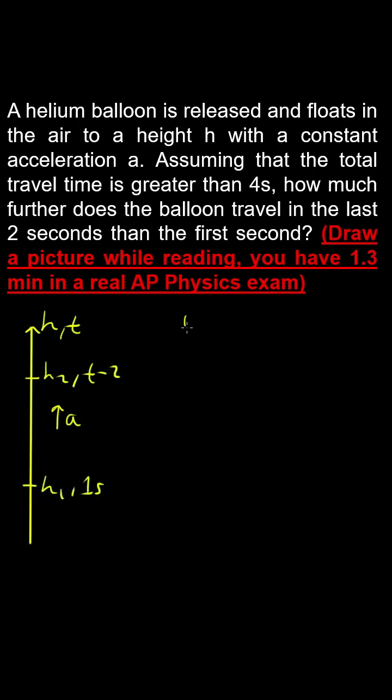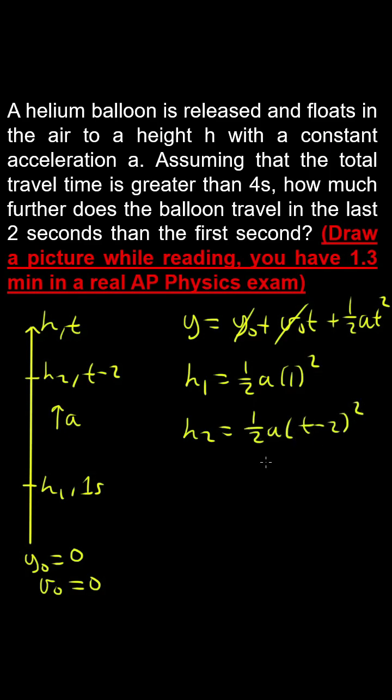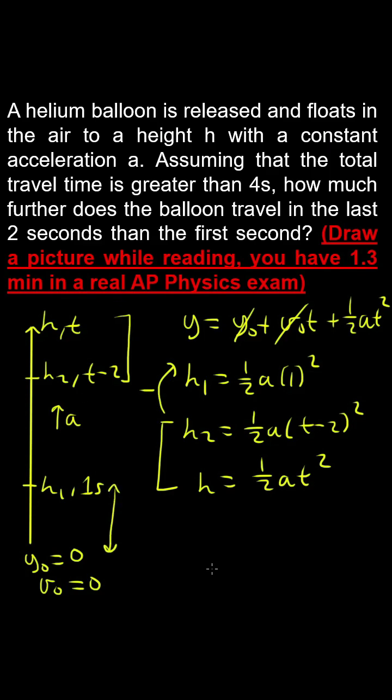So the kinematic equation to use is y equals y0 plus v0 t plus 1/2 at squared, and we have y0 equal to 0 as our reference point, and v0 equal to 0 as the balloon is released. So what we can do is take h1 equal to 1/2 a times 1 second squared, h2 equal to 1/2 times the acceleration times (t minus 2) squared, and h equal to 1/2 at squared. Then subtracting these two, we get the distance of the interval, and then we can subtract h1 from this result to obtain the answer.